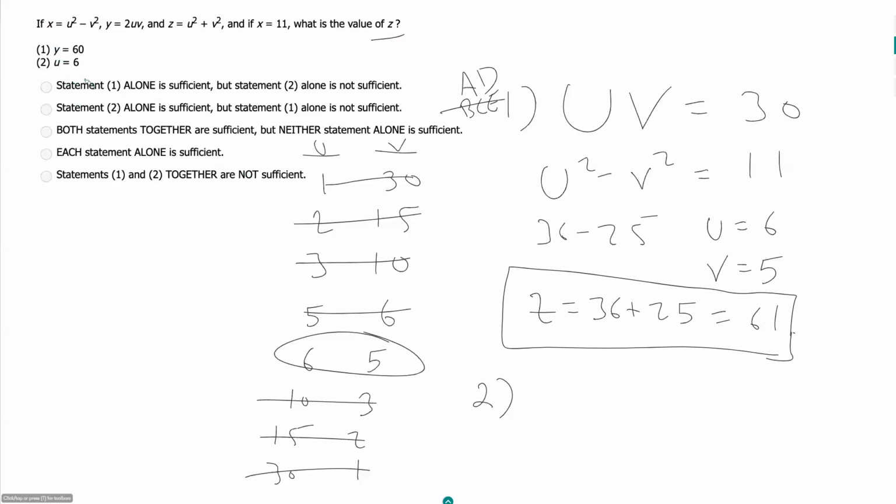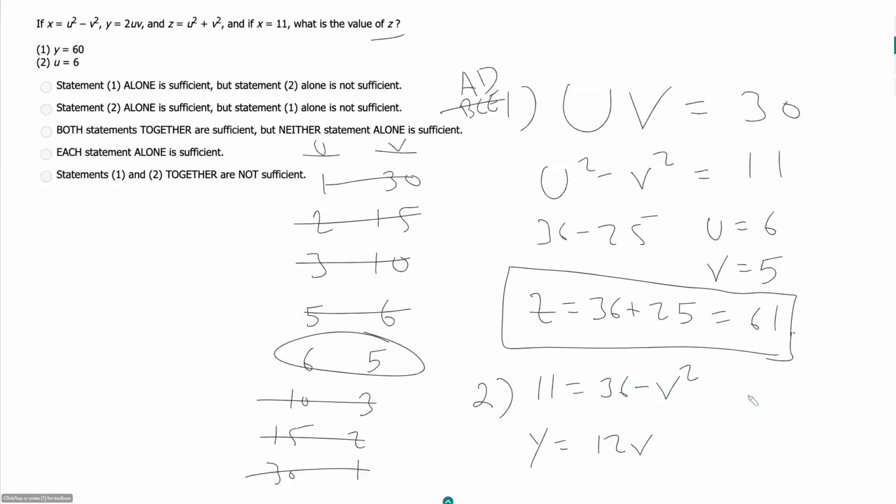Statement 2 says u is equal to 6. So what do we know? The one equation that gives us the most information: 11 is equal to 36 minus v squared. And we also know y is equal to 12v now. Does that help at all? So let's see. Can I figure out what v is here? And is that even going to be helpful if I can do so?